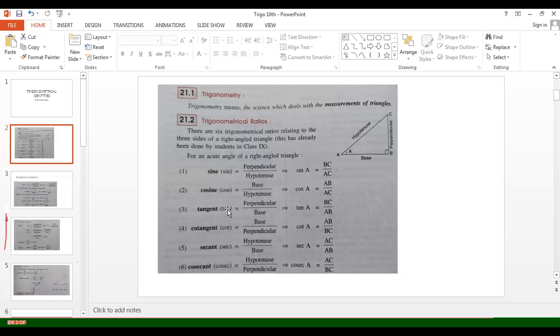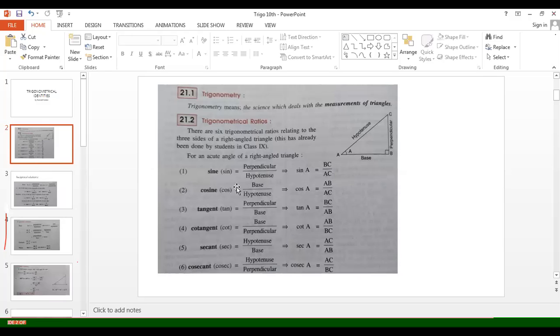Basically, cot is the reciprocal of tan. You can see over here, tan is perpendicular upon base, so cot will become base upon perpendicular. Sec is the reciprocal of cos. Cos is base upon hypotenuse, so sec will become hypotenuse upon base. Then sine is the reciprocal of cosec, or cosec is the reciprocal of sine. If sine is perpendicular upon hypotenuse, then cosec will become hypotenuse upon perpendicular.